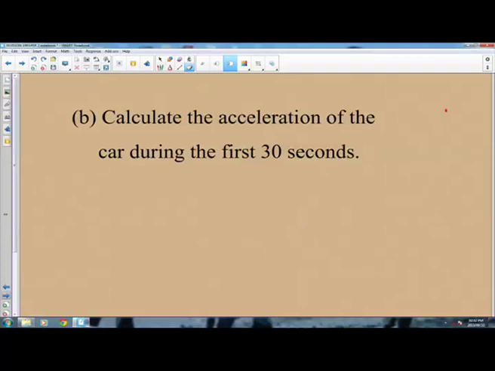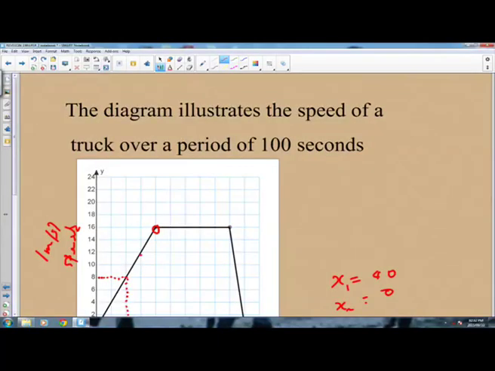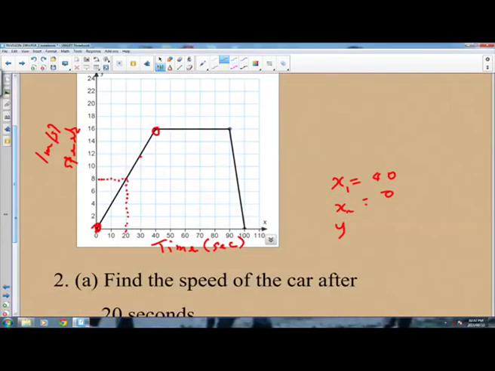Let's go to question number B. It says calculate the acceleration of the car during the first 30 seconds. So all that you need to do is to pick any 2 points along the line from the point 0, 0 up to the point 40, 16.